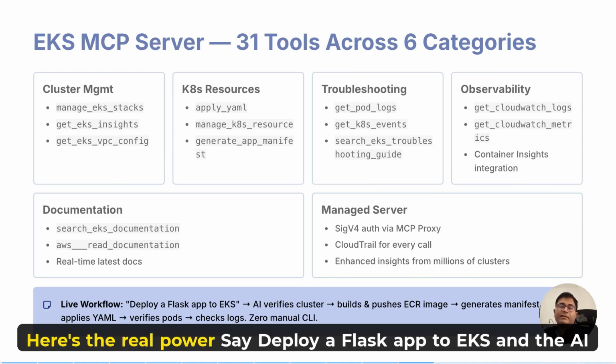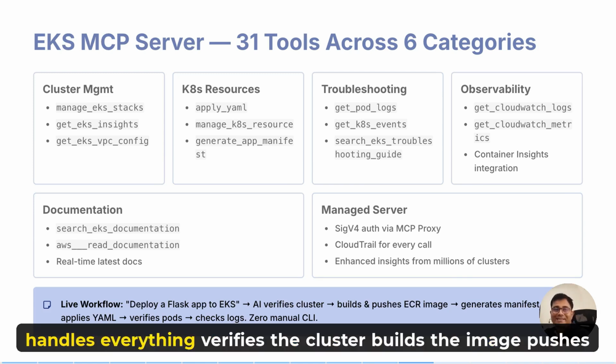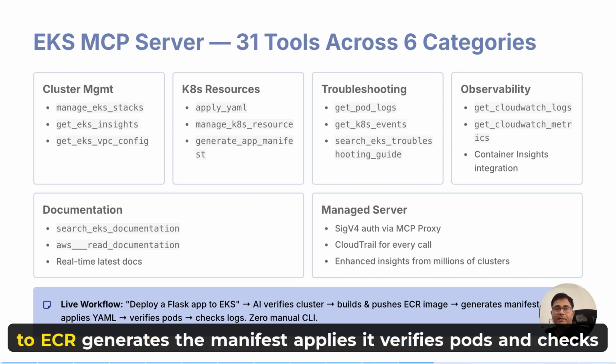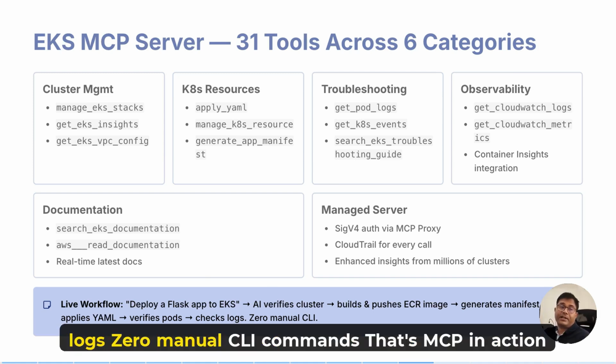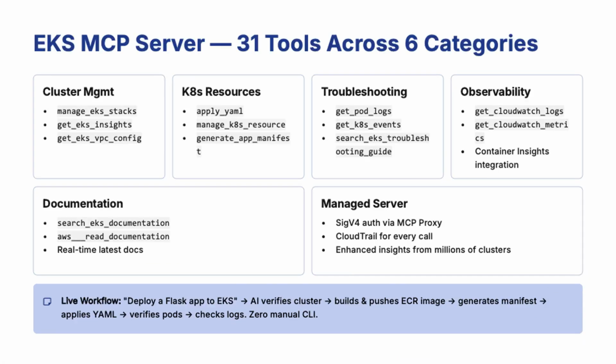Here's the real power. Say "deploy a Flask app to EKS" and the AI handles everything: verifies the cluster, builds the image, pushes to ECR, generates the manifest, applies it, verifies pods, and checks logs. Zero manual CLI commands. That's MCP in action.